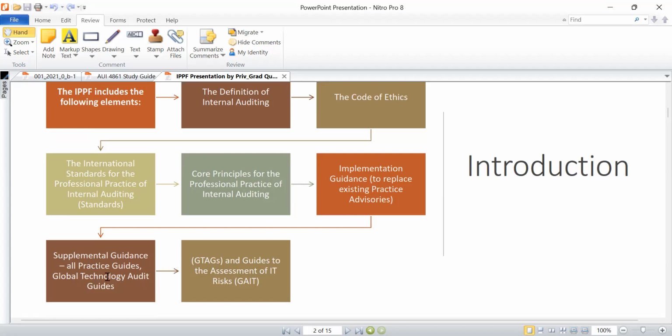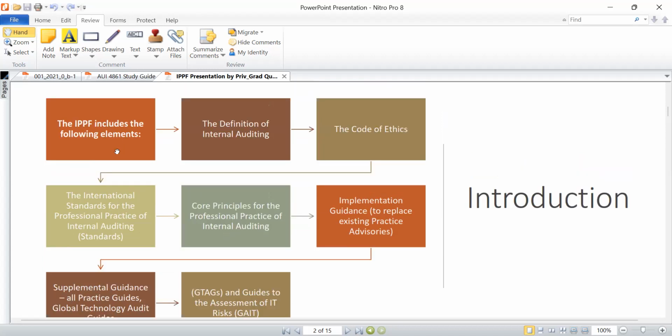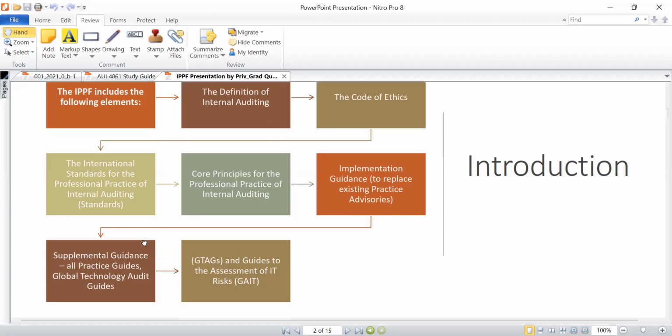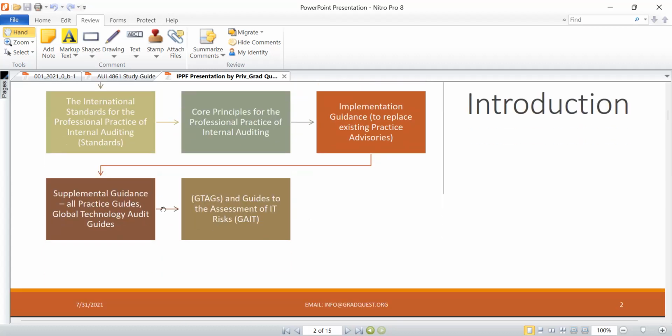Now, this one, very important: all practice guides, global technology audit guides, GTAG, and guides to the assessment of IT risks. All these, gentlemen, would actually make up your IPPF framework. So these are the elements that I'm going to be discussing with you in this discussion.